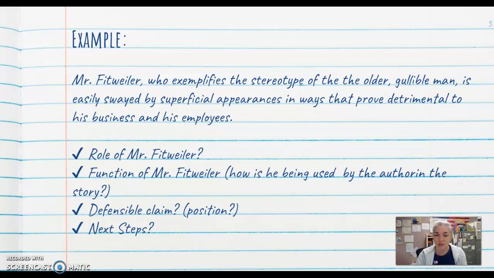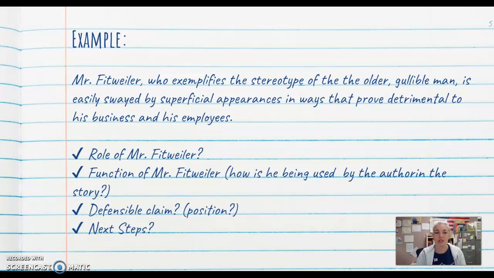So the role of Mr. Fitweiler, he is the boss. He's one of the owners of the company. The function of Mr. Fitweiler, how is he being used by the author in the story? He is the catalyst. If Mr. Fitweiler had not hired Mrs. Barrow, the story wouldn't exist, right?